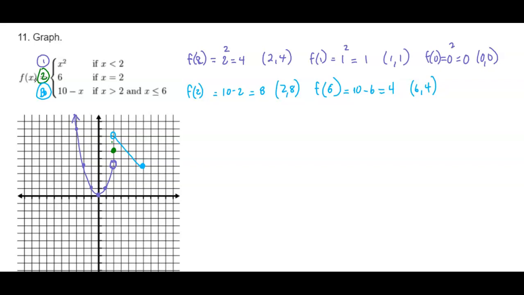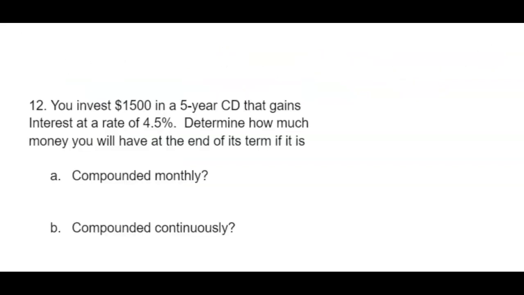represented in aqua. All right, number 12, we have one setup with 2 different scenarios. In both of them, we're investing $1,500 in a 5-year CD. So since it says 5 years, that means that t must be 5 because it expires after 5 years. It gains interest at a rate of 4.5%. So our rate is equal to 0.045 as a decimal.